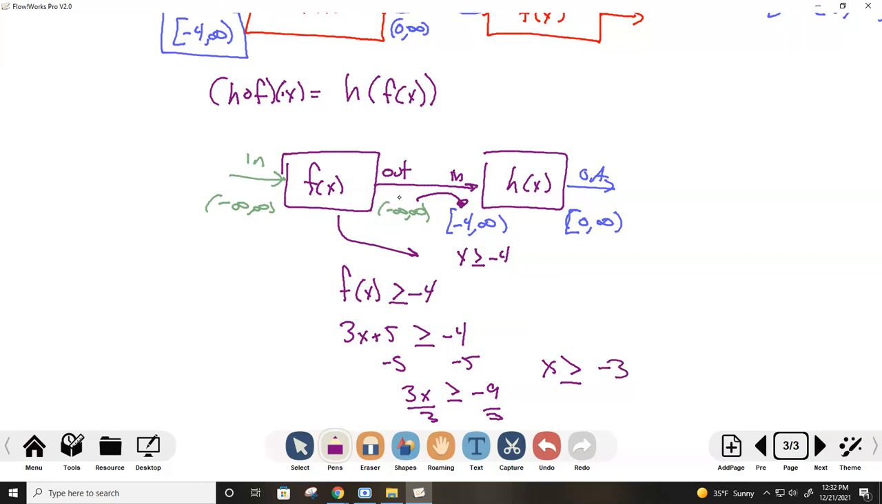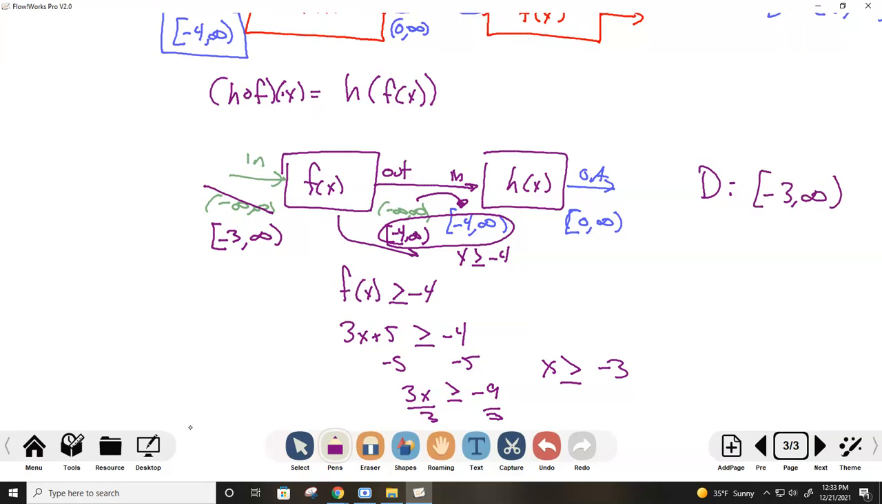So in order to make this work so that anything that I get out of f of x, I can plug into h of x, I have to limit my domain here to be negative 3 or greater. And if I make x negative 3 or greater, then my output is going to be a value of negative 4 or greater. So then that matches up with my input to h, and everything's happy. I get out a non-negative number, so my domain has to be this negative 3 to infinity.